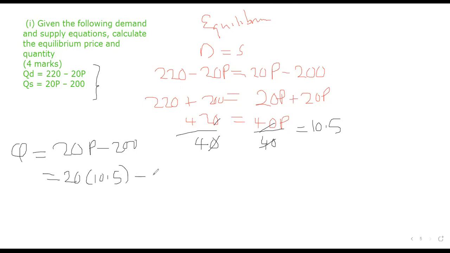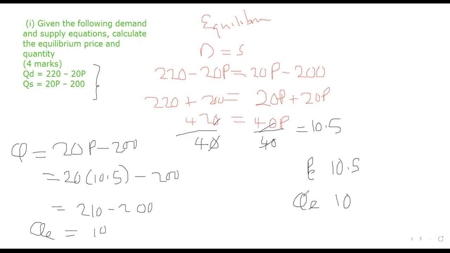So what do we have? 10. So what becomes our equilibrium? Price equilibrium was 10.5. Quantity equilibrium was what? 10. All right, 2 marks for each of them.